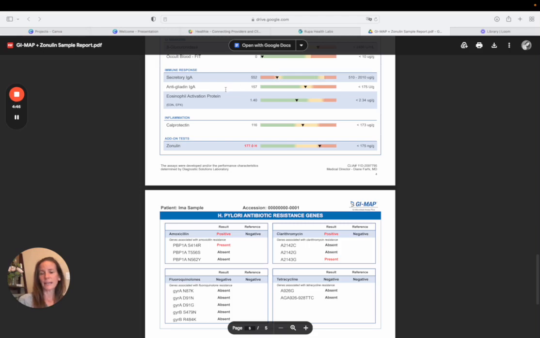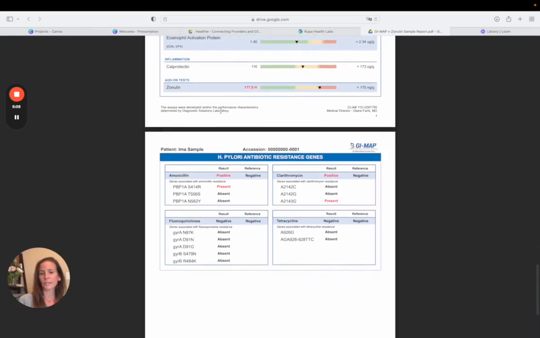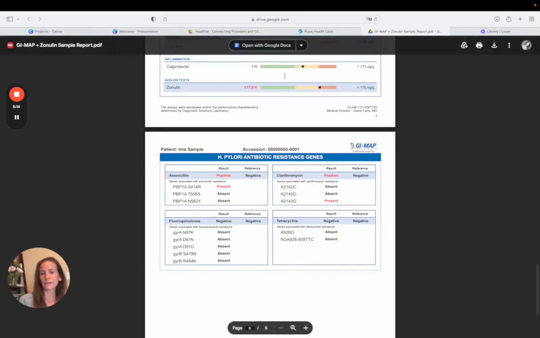The anti-gliadin IgA is a marker for gluten sensitivity. It's not a celiac test. It tells whether or not you're reacting to the gliadin, which is the protein in wheat. Eosinophil activation protein is beneficial for people who have things like eosinophilic esophagitis. Calprotectin is helpful in differentiating irritable bowel syndrome from inflammatory bowel disease when that is elevated.